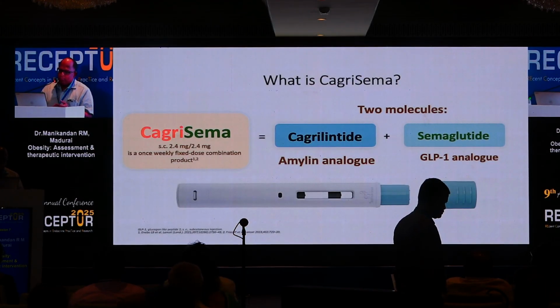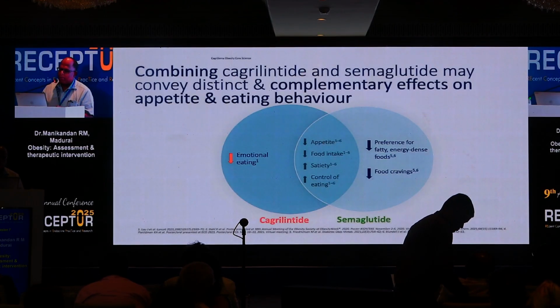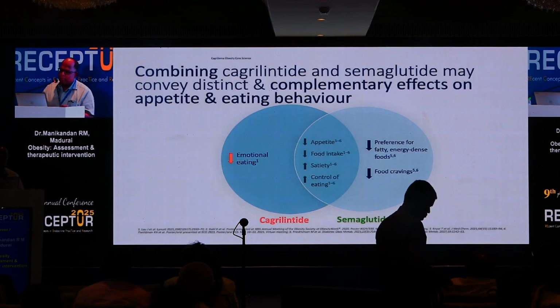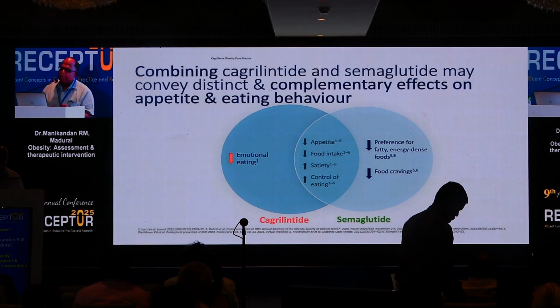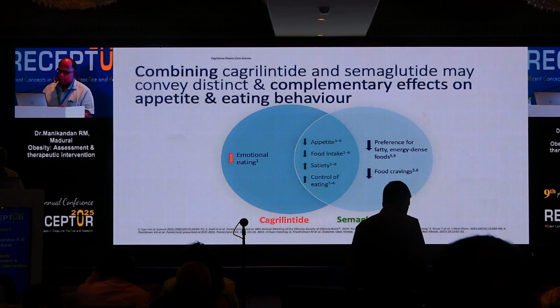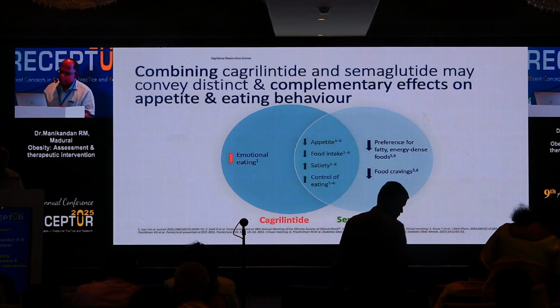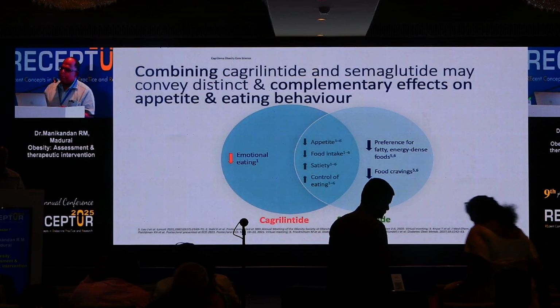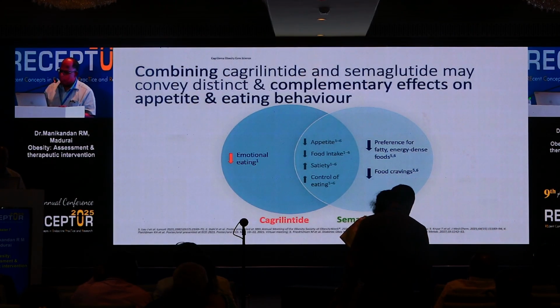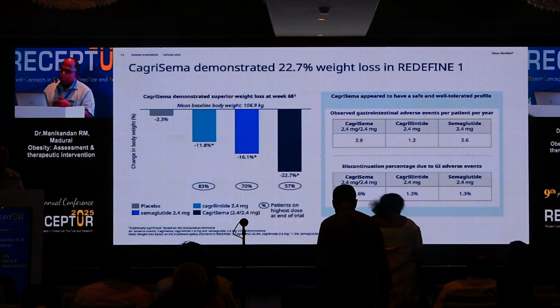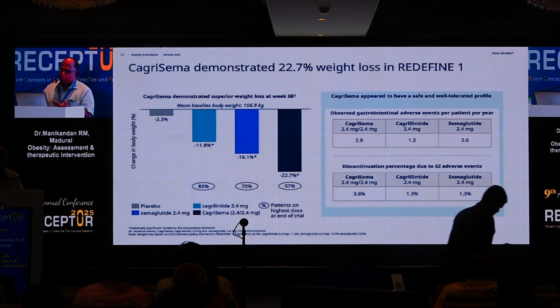There are a couple of molecules which have already shown data that they're very effective, like CagriSema, as I said earlier, which is a combination of an amylin analog and a GLP-1 analog, which is a once weekly molecule. What they have noted is both these things cause reduced appetite, reduced food intake, increased satiety, and increased control of eating. Cagrilintide has shown reduction in emotional eating, and semaglutide has shown reduced preference for fatty or energy-dense foods, and food cravings come down dramatically with this molecule. And in the study setting, they have shown more than 22% weight loss when they use the combination. It was far better than the individual molecules.